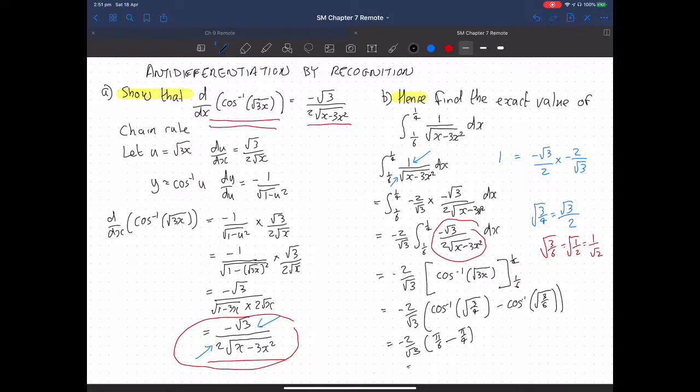So we have negative 2 over root 3 times pi on 6 minus pi on 4, which is negative pi on 12. Multiply those together, we get pi root 3 on 18.